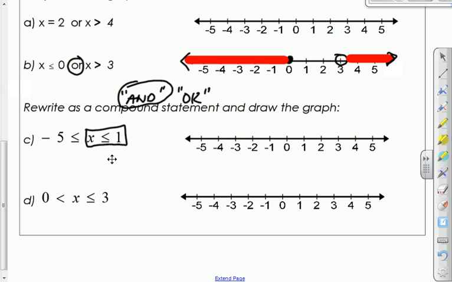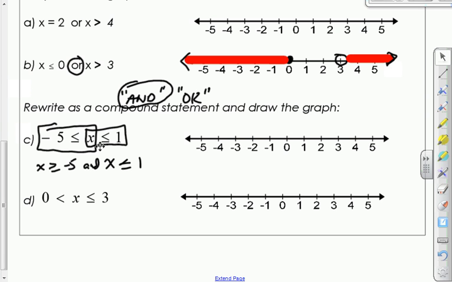I'm just going to rewrite that over here. The other part of the compound statement also includes the x, but includes the other symbol and the other boundary number. Now, if we read this from right to left, this says x is greater than or equal to negative 5.